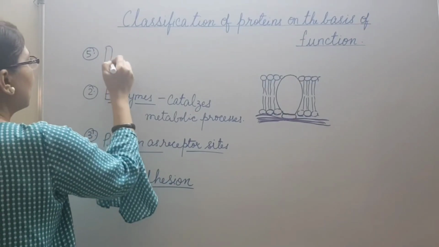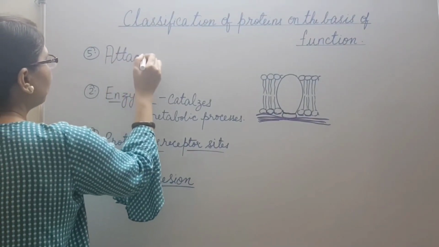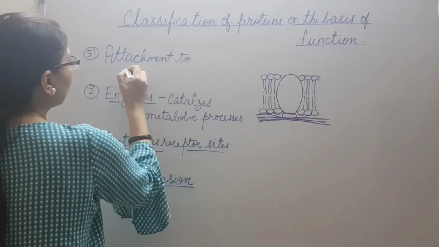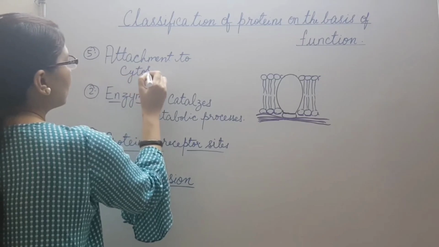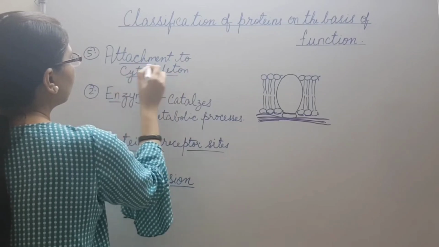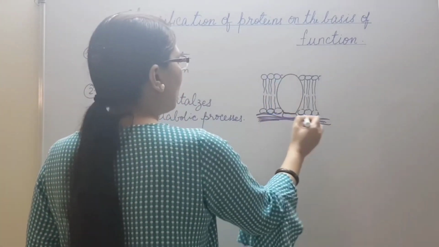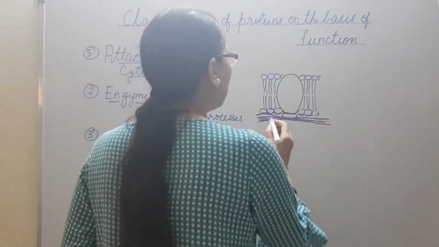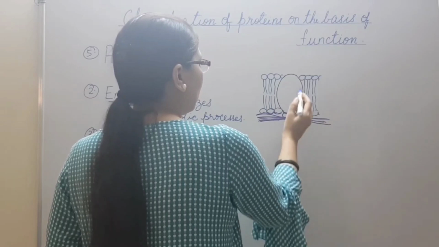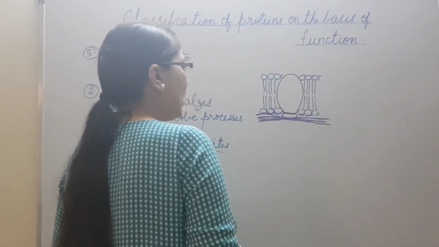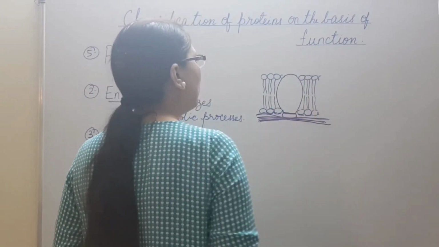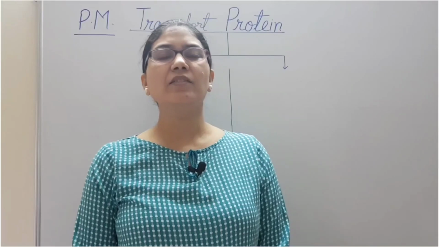Fifth is attachment to cytoskeleton. Membrane proteins are bonded to actin filaments or other elements of cytoskeleton. This is membrane protein and it is bound to cytoskeleton. This helps in maintaining the shape of the cell and also in some cases helps in fixing the location of certain membrane proteins. Let us see transport protein.